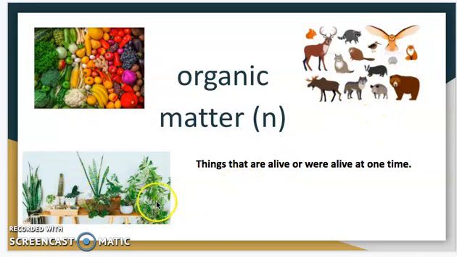And here are more plants. These are things that are alive or at one time were alive. Even a part of the fruits and vegetables is organic matter because it's part of something that was alive at one time. Organic matter.